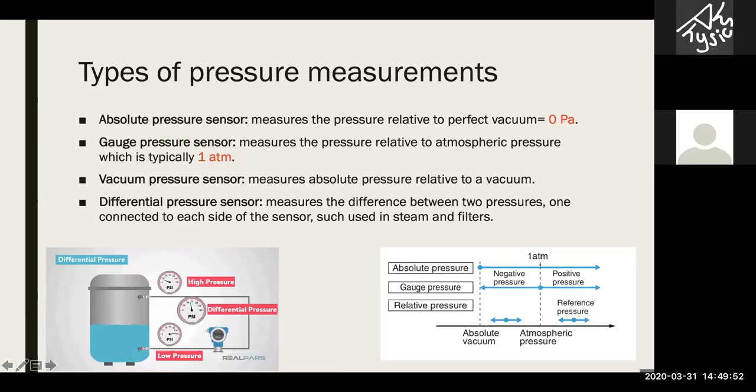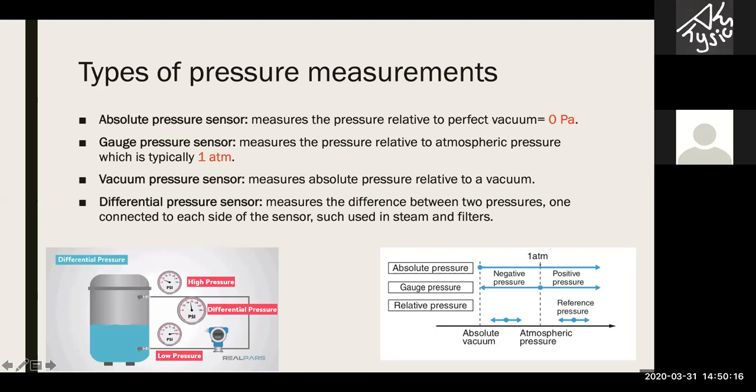We have the gauge pressure sensor. It measures the pressure relative to atmospheric pressure, which is equal to 1 atm. If it is negative, then it is less than 1 atm, less than that atmospheric pressure, and it is positive when it is above that number.